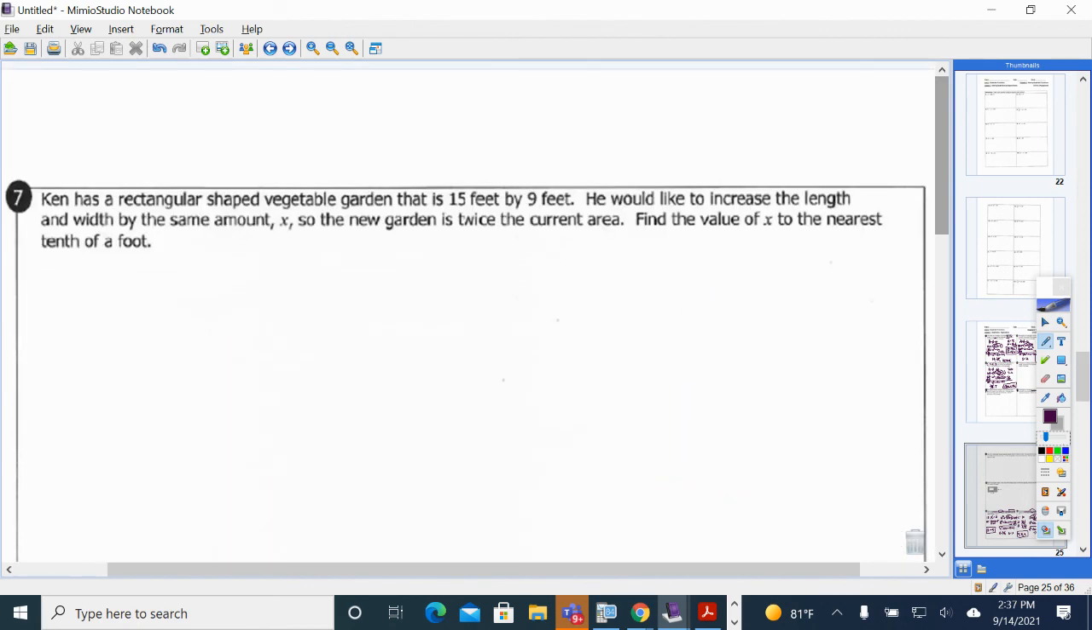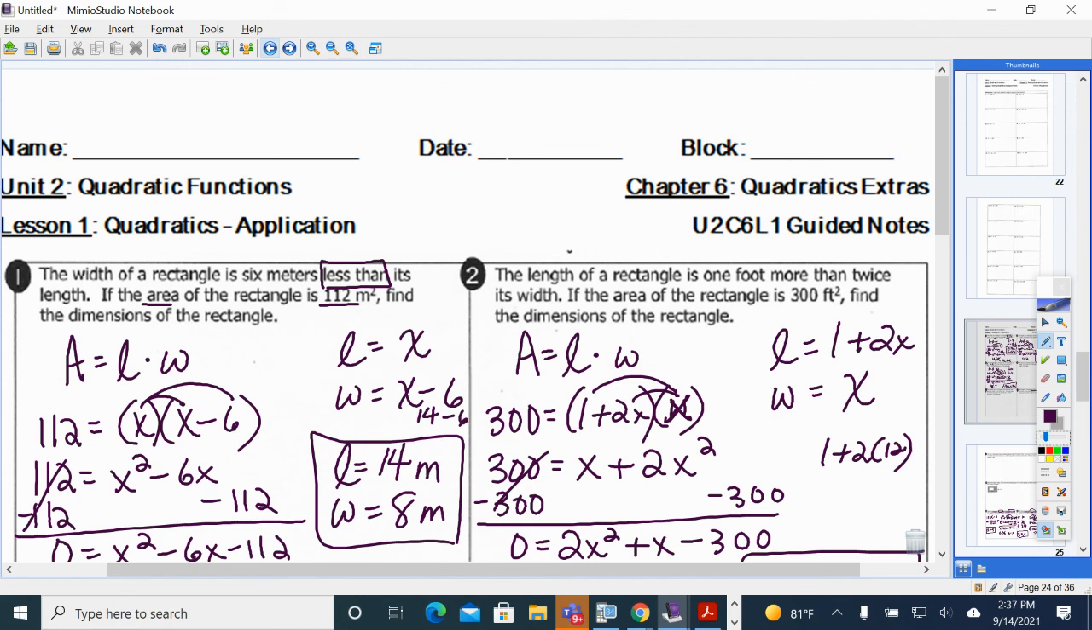And there are your notes for Unit 2, Chapter 6, Lesson number 1.